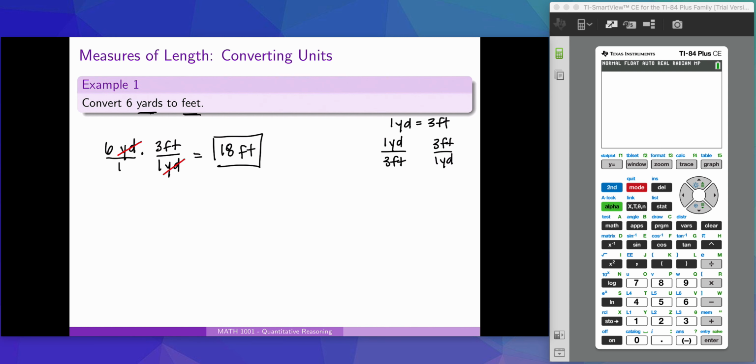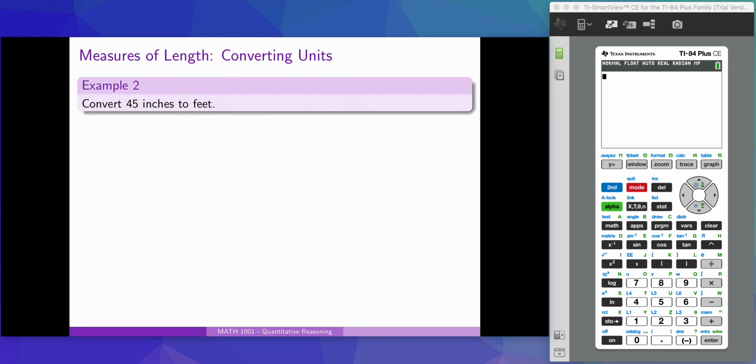Okay, so let's move on to a new one. Let's convert 45 inches to feet. Again, we need our equivalents to help us get started. If we're talking about inches and feet, we know that 12 inches is 1 foot. So therefore, our conversion factors, we can either do 12 inches over 1 foot or 1 foot over 12 inches. And we'll choose the one that lets us cancel out whatever our original is. So we're starting with 45 inches and we're trying to get to feet.